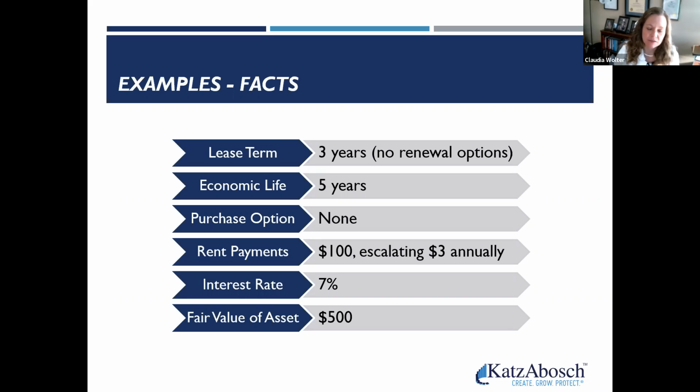And the interest rate is one of those things that's a little fuzzy. That's your incremental borrowing rate, which is what you're supposed to use. If you were looking at a building, like a long-term asset, it might be a lower rate than if you are leasing a piece of equipment. A short-term rate is typically higher than a long-term rate. So we're using 7% in this example. If the company was to go out and just purchase the asset, possibly it'd be a 7% rate. And the fair value of this asset is $500.